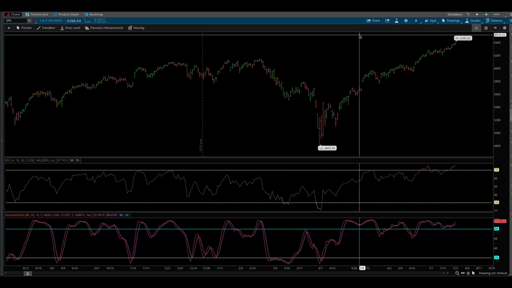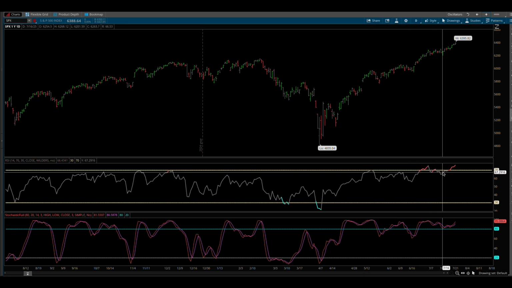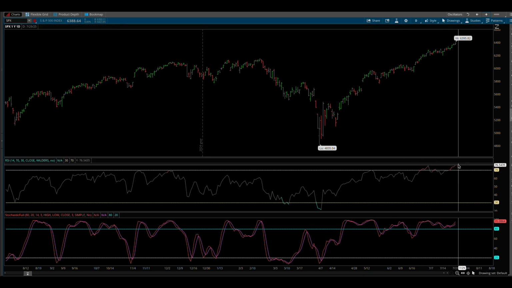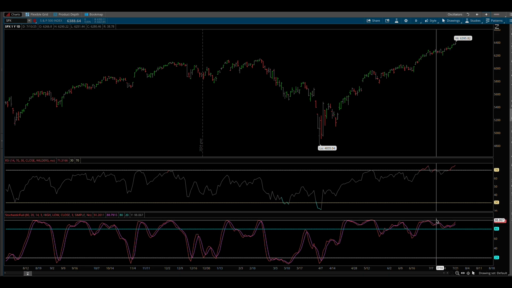Moving on to the next one, I've got RSI, and then I've got the stochastics here. As you can see, RSI was showing a divergence here, but it actually poked up and went higher. So that could be a good sign that we're continuing in a bullish move. Same with stochastic. That one actually still has not made a new high.